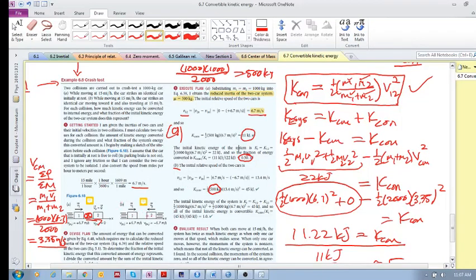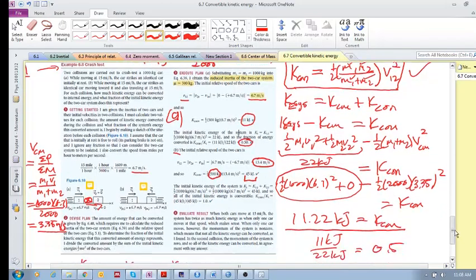In the second scenario, what is the relative velocity? V12 is minus 6.7 minus 6.7, or depending on what direction you take, but the point is the magnitude of that is double 6.7. So we've got 13.4 meters per second. And so if you plug all those in, you're going to get 45 kilojoules. The convertible kinetic energy is 45 kilojoules.